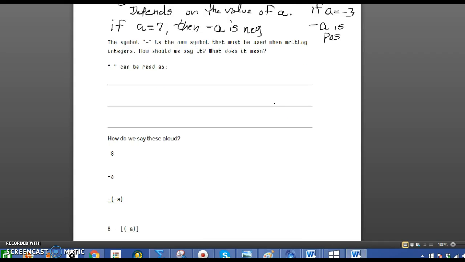Okay, let's see if we can finish getting through this. So students have to start using that symbol. And what can be confusing when they're learning integers is that they've seen that symbol before. That little dash up to this point means minus, or take away, of course. But now we also use it to say negative, and we also use it to say opposite of.